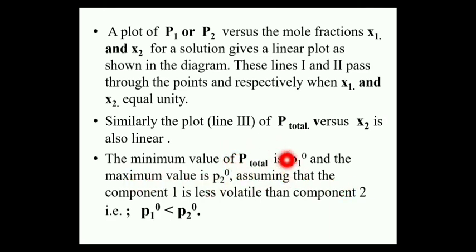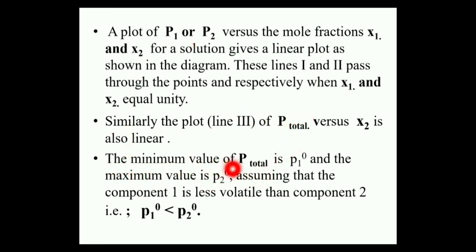Okay, so the minimum value of P total is P1 naught and the maximum value of P total is P2 naught. Assuming that component 1 is less volatile than component 2, where P1 naught is less than P2 naught. These are the conclusions that we can make from the graph or from the plot.